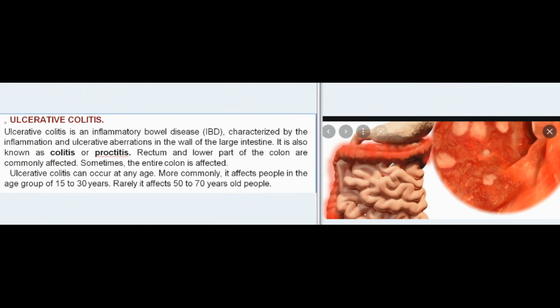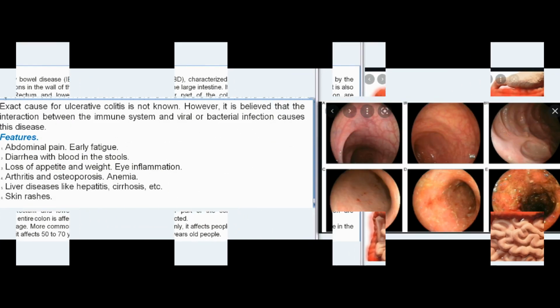Ulcerative colitis. Ulcerative colitis is an inflammatory bowel disease, IBD, characterized by the inflammation and ulcerative aberrations in the wall of the large intestine. It is also known as colitis or proctitis. Rectum and lower part of the colon are commonly affected. Sometimes, the entire colon is affected. Ulcerative colitis can occur at any age. More commonly, it affects people in the age group of 15 to 30 years. Rarely it affects 50 to 70 years old people.